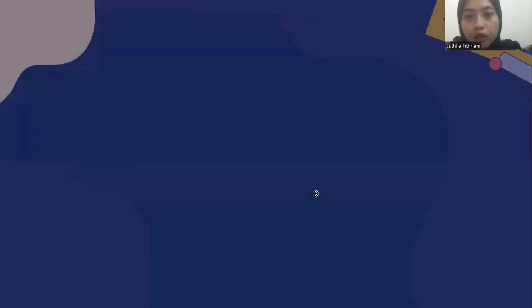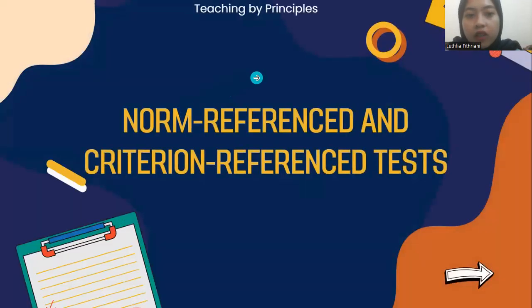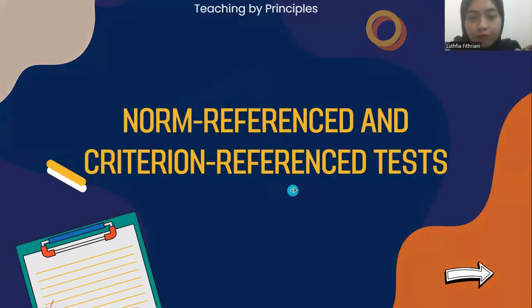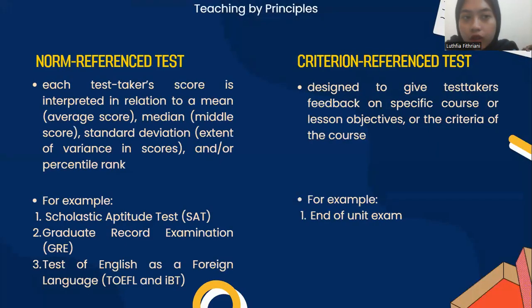Let's start with the first topic, norm-referenced and criterion-referenced tasks. What is the difference? A norm-referenced task is a task in which each student's score, or each test taker's score, is interpreted in relation to a mean, median, standard deviation, and percentile rank. For example, scholastic aptitude tests, graduate record examination, and test of English as a foreign language.